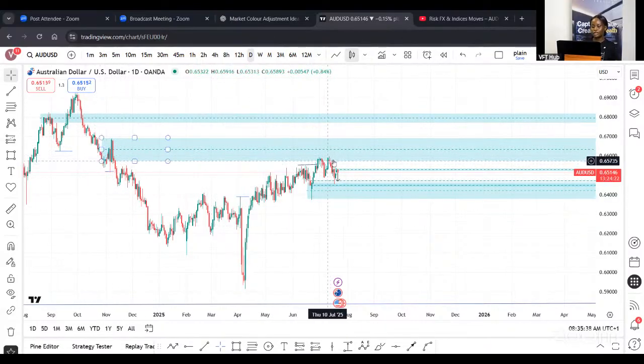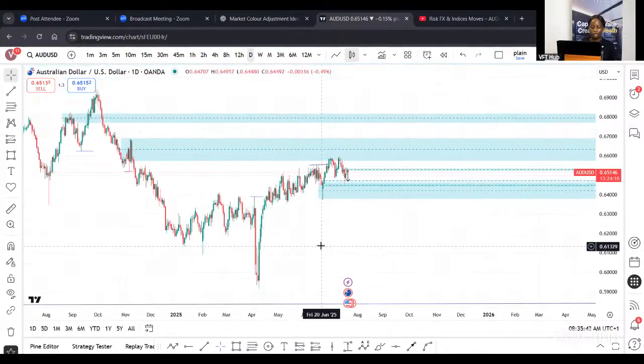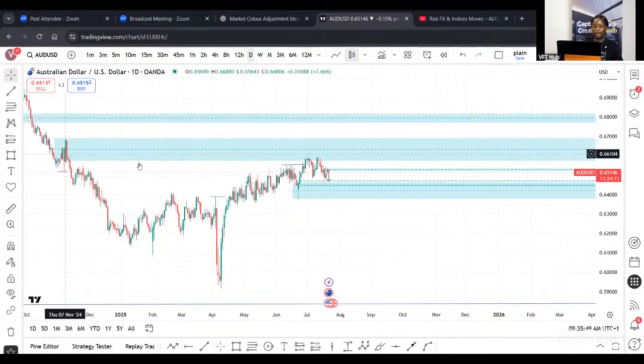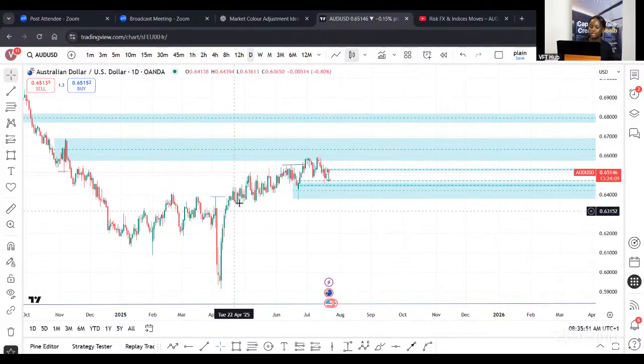So price tapped into that level and it sold. Now, remember, I am always looking for points of interest on both sides, to the upside and to the downside, right? So I'm now marking this zone because if price was going to keep selling, we shouldn't have seen a change of character. Instead, price broke above this zone. So this was our change of character.